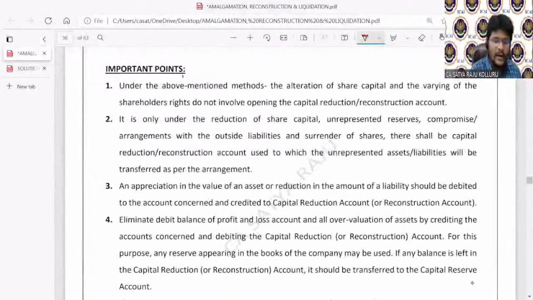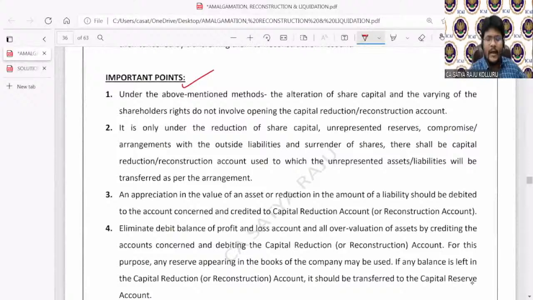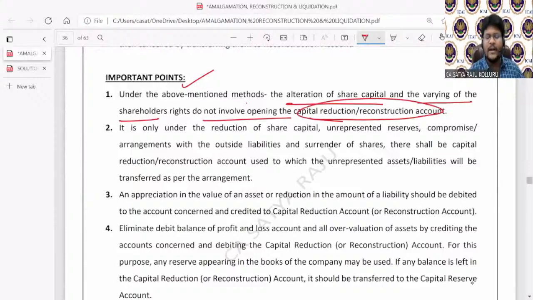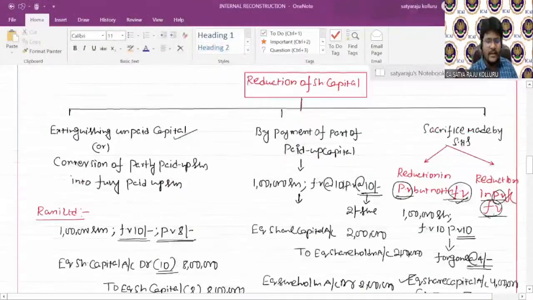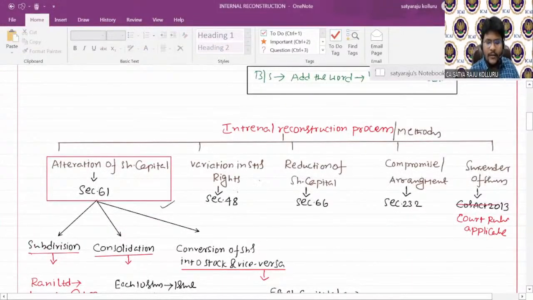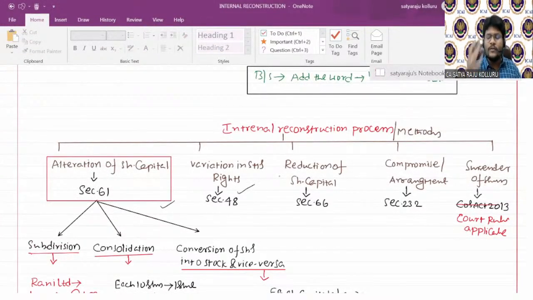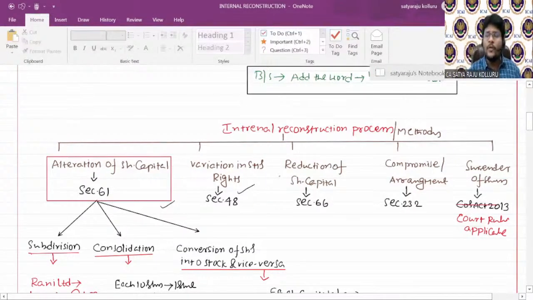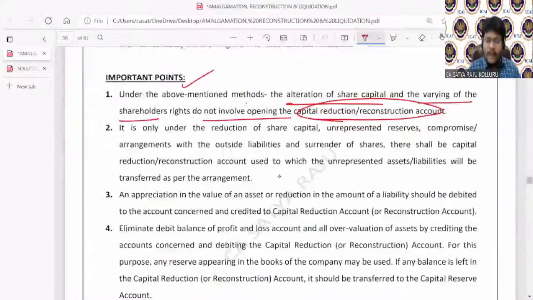Now let us come to the important points. Under the above mentioned methods, the alteration of share capital and the varying of shareholders' rights do not involve the capital reduction account or reconstruction account. In case of alteration of share capital or variation in shareholders' rights, there is no sacrifice made by the shareholders. Am I right or wrong, guys? Maybe a sacrifice is there with respect to dividend in case of variation in shareholders' rights, but the sacrifice is going to occur in future, not right now. Currently, there is no sacrifice.